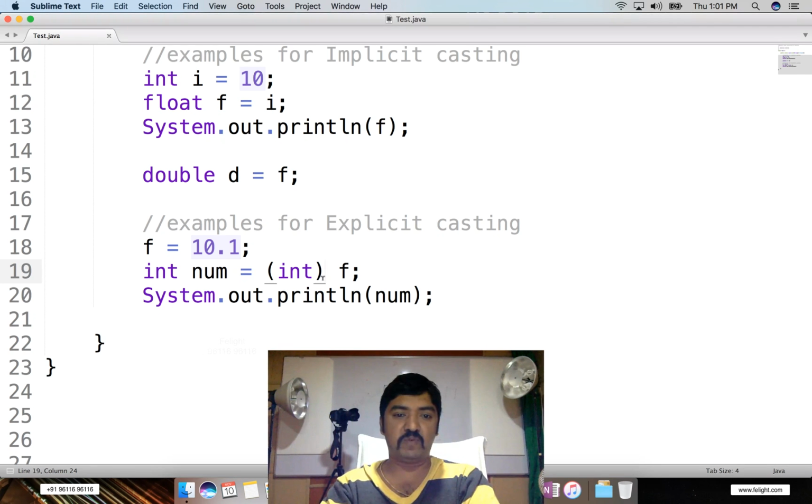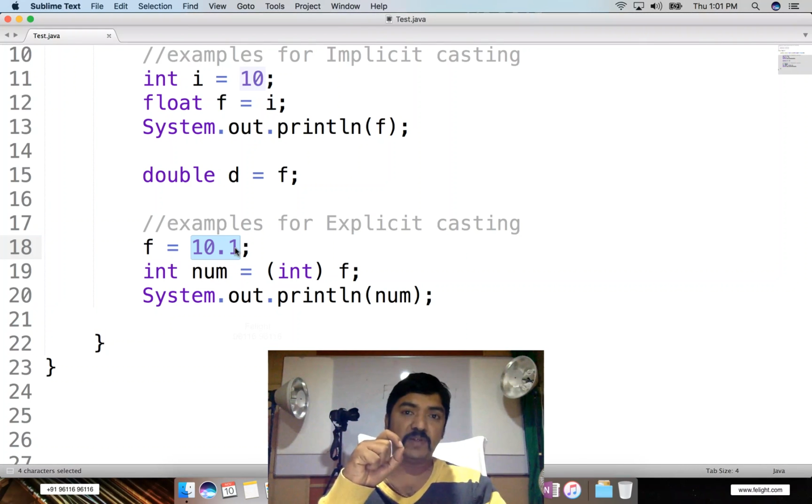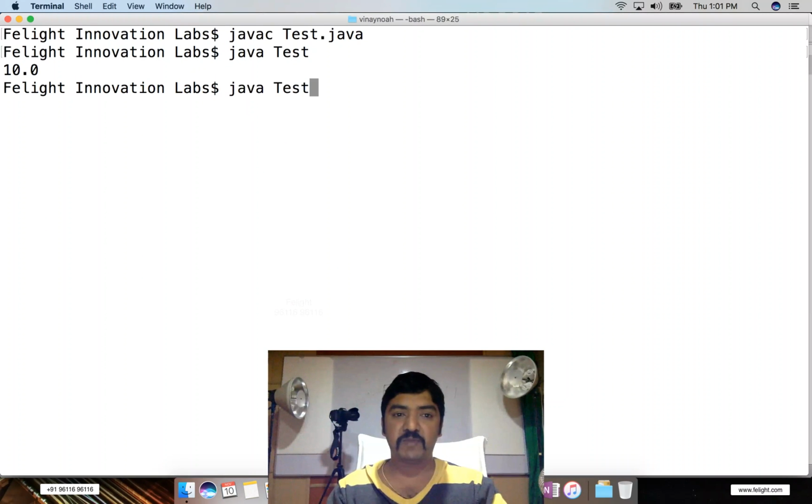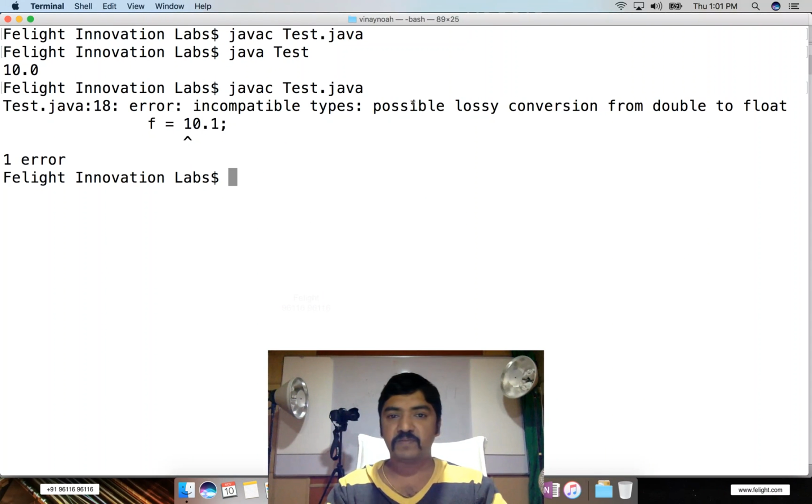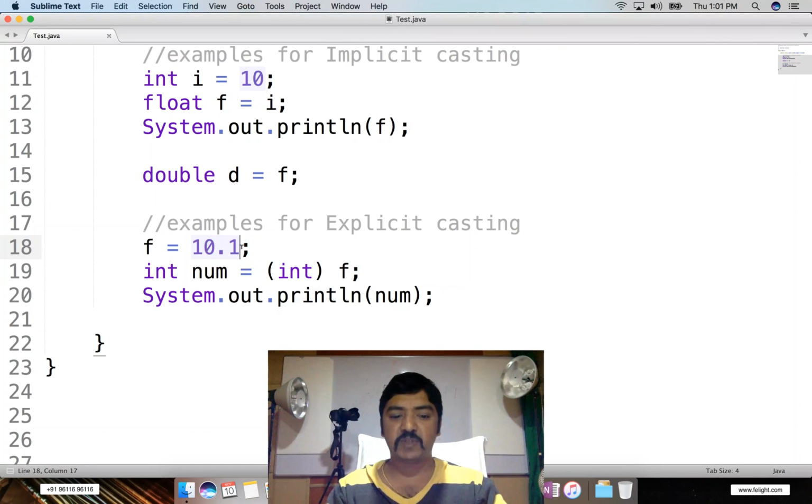Suppose if you say output is 10, it is wrong. The reason is because 10.1 is of type what? 10.1 is of type double. Remember floating point literals? 10.1f, either small f or capital F, is of type float. So you will get a compile time error actually, saying possible lossy conversion from double to float. See this? Possible lossy conversion from double to float. Not possible. So what should I do? I should say f.